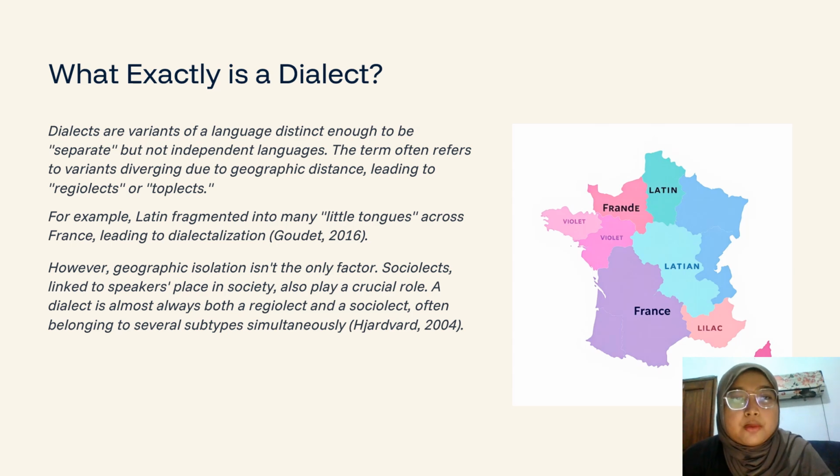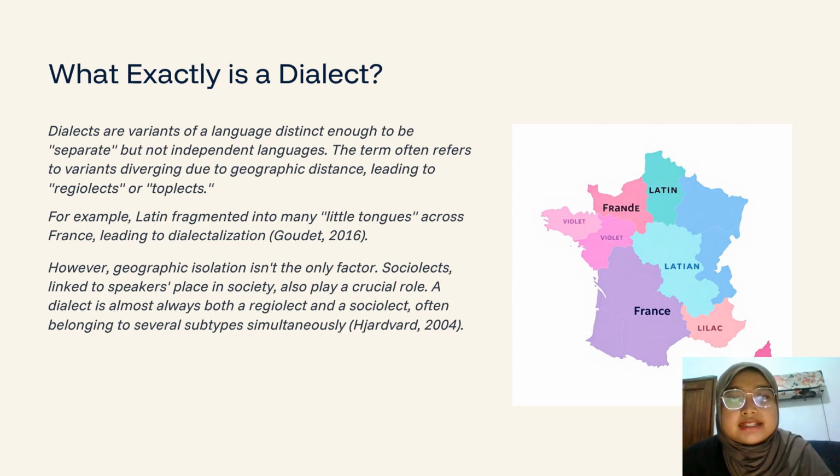Okay, what exactly is a dialect? When discussing this slide, define a dialect as a variant of a language that is distinct enough to be considered separate from other variants, yet it is not an independent language. Emphasize that dialects are not merely incorrect forms of a language but are systematically structured. Explain the two main types of dialectal variation.